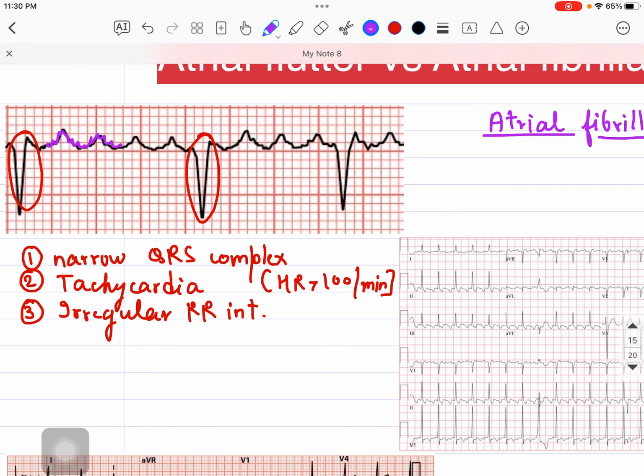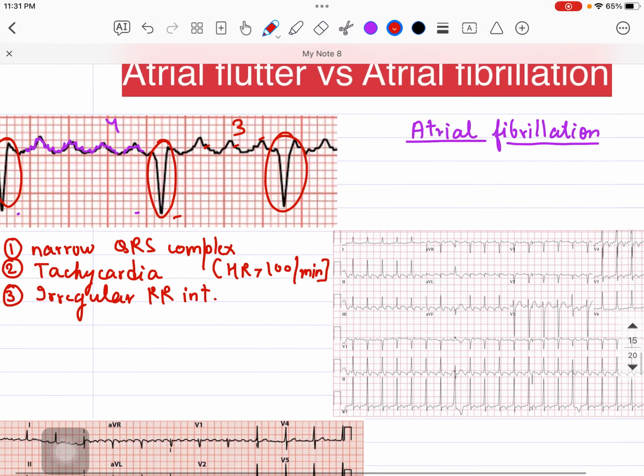These are the fibrillatory waves, so I can't comment whether they are P waves or T waves in between. Between these two QRS complexes there are 4 fibrillatory waves which I can see over here, and between this one and this one only 3 fibrillatory waves I can see. So the rhythm is obviously not regular over here, so I can say that yes, this patient might have atrial fibrillation, right?